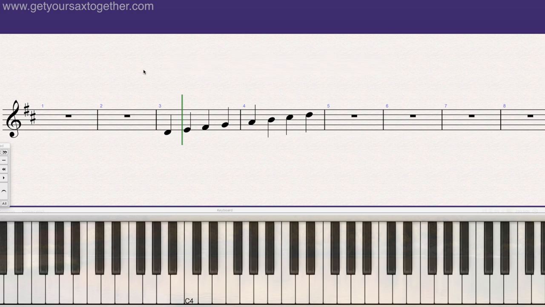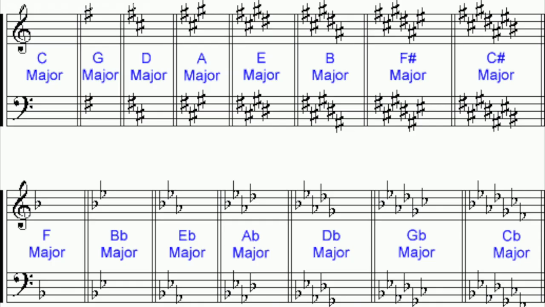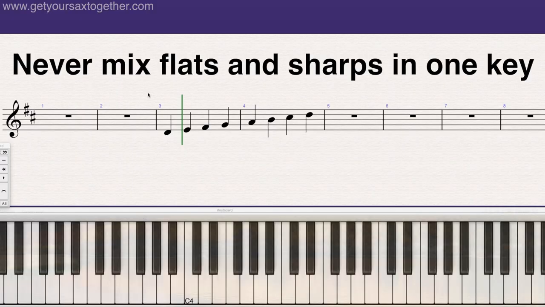Now, because there are 12 keys, there are 12 different key signatures. Some of them have sharps like these ones here. Some of them have flats like these ones here. So I'm going to do another video called The Cycle of Fifths, where I show you all the easy ways of working out what keys have got what sharps and what keys have got what flats. But we don't need to worry about that for the moment. Just for the record, you never mix up sharps and flats within a particular key. It's always a set of flats or a set of sharps, but never a mixture of flats and sharps.